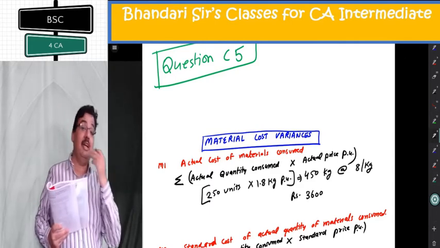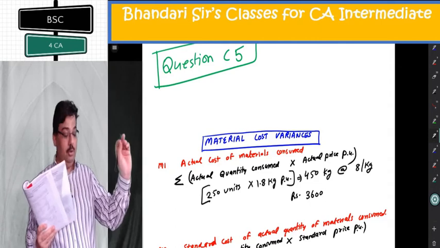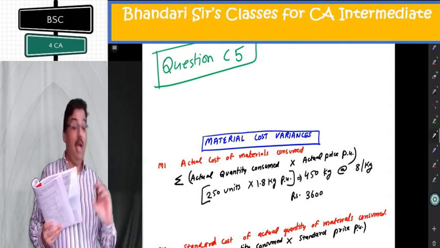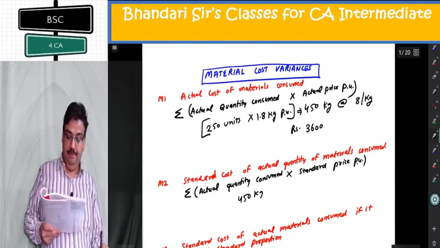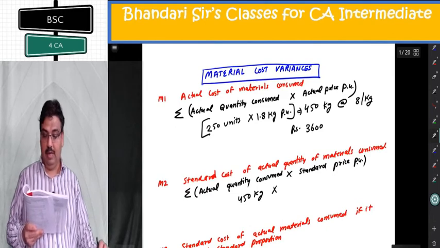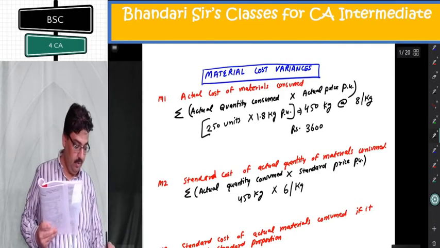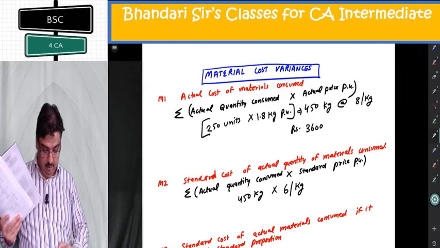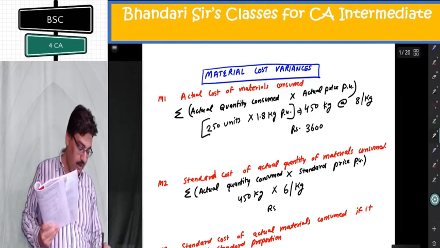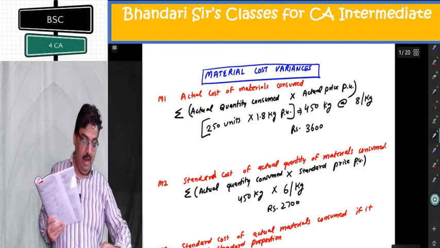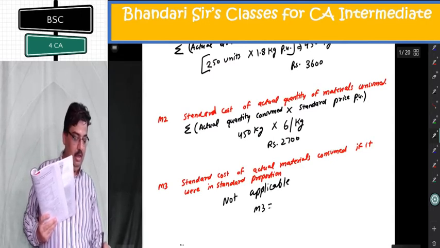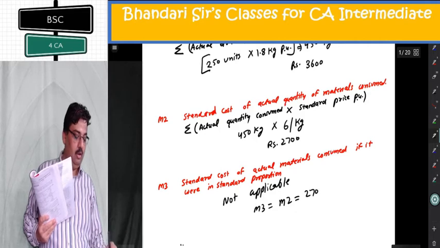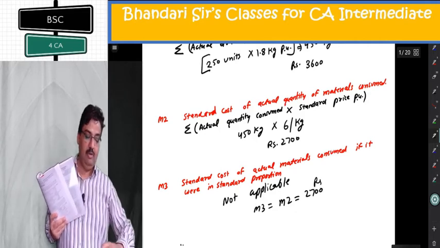You are not directly given consumption in kg. He says for 1 unit produced, 1.8 kg is consumed. So, actuals are what you are comparing here. This 450 kg at standard rate. What was the standard rate? 6 per kg. 450 into 6, rupees 2,700. M3 is not applicable. M3 equals M2 equals 2,700. So, mixed variance will be nil here.